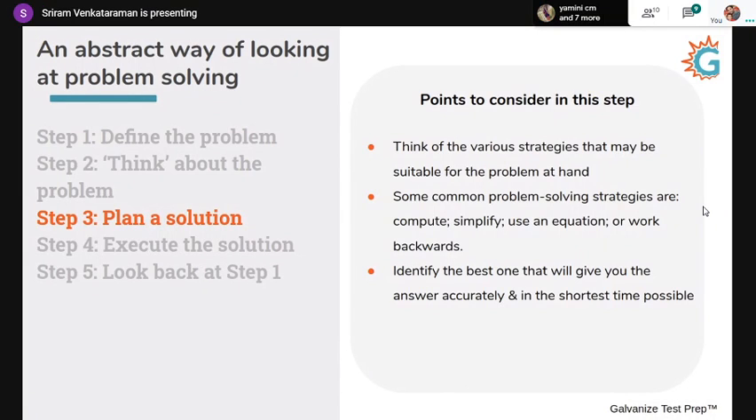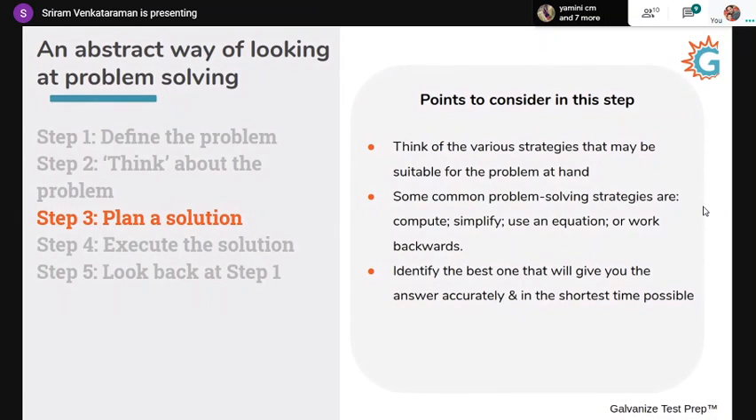But the goal is to try and identify the one that will give you the answer accurately and in the shortest possible time. So you're not just looking for speed, you're also looking for something that will get you the answer accurately. For example, in the first approach that we took for the problem, the method was not wrong, but there is just a scope for a lot of careless mistakes. So the more calculations that you have to do, the more chances for making careless mistakes. So you're always better off choosing a strategy where you have to do a minimum number of calculations.